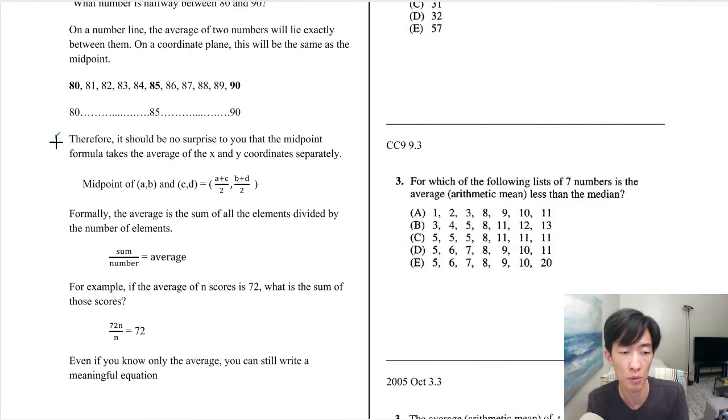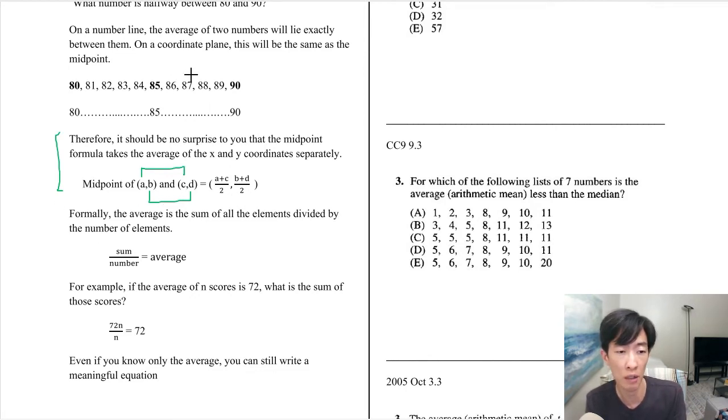So as a side point, when we do coordinate geometry, you'll notice that the midpoint formula of 2 points on a plane is actually the average of the x and the y coordinates separately. So let's say you've got these 2 points, a comma b and c comma d. If you take the average of the x coordinates, a plus c over 2, and then the average of the y coordinates, b plus d over 2, you're actually going to get the midpoint, because the midpoint is really the average of the x coordinates and the average of the y coordinates. We'll talk about that more when we do coordinate geometry.